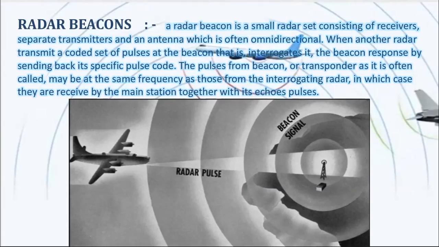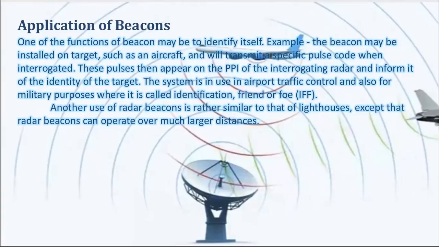Now radar beacons. A radar beacon is a small radar set consisting of a receiver, a separate transmitter and an antenna, which is often omnidirectional. The presence of a beacon on a target increases enormously the distance over which a target may be tracked. Such active tracking gives much greater range than the passive tracking so far described.